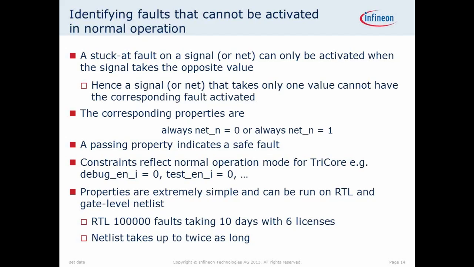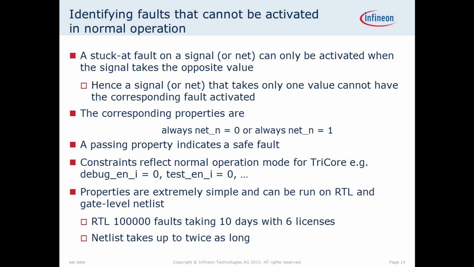So a signal or a net that can take only one value cannot have the corresponding fault activated. So the properties are quite obvious here. Your properties are always your net is 0 or always your net is 1. And if one of these properties passes, then that fault can't be activated, so it's a safe fault.